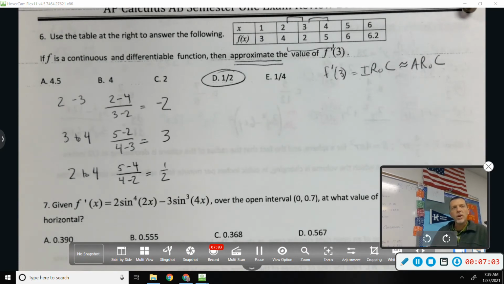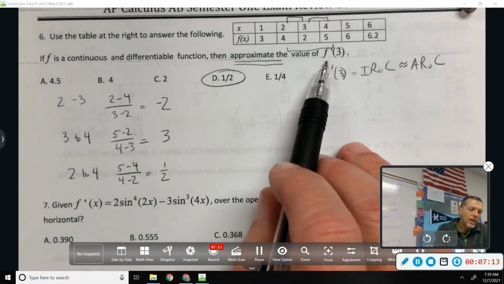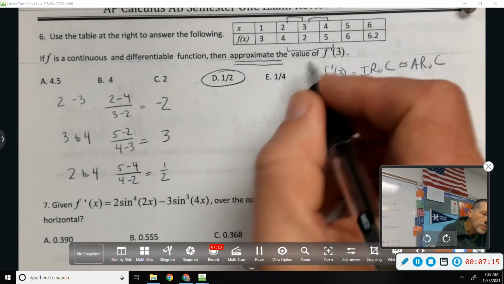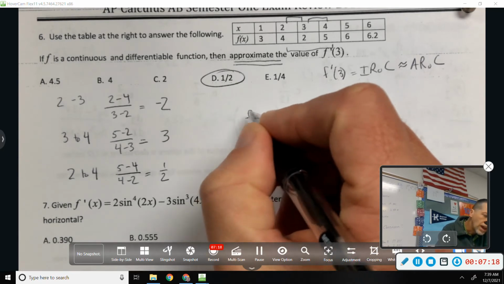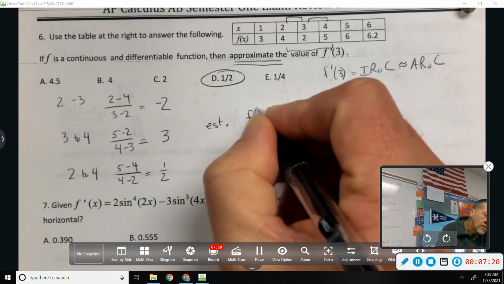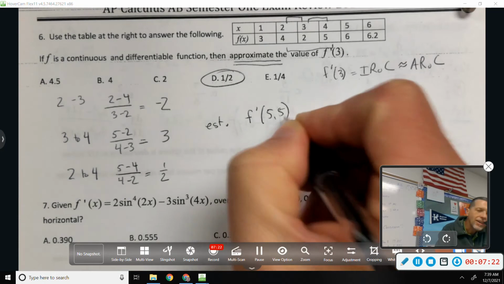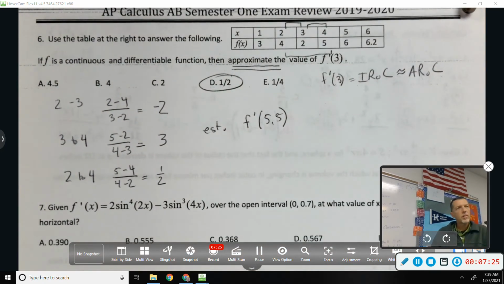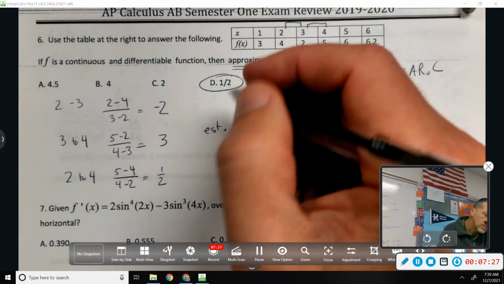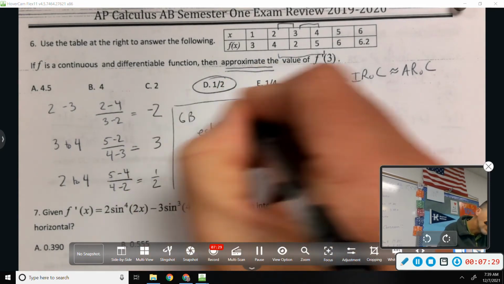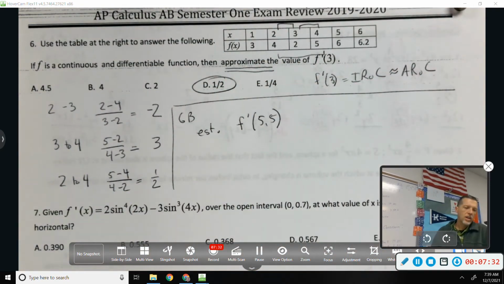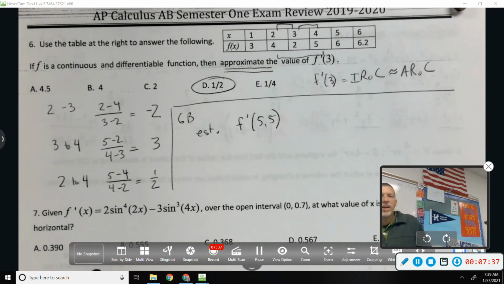Again, I don't like that problem because it doesn't tell you which way to estimate it. How they usually would be asked is estimate. So a better question would be estimate f prime at 5.5, because then there's no doubt. We'll call this 6b here. In fact, why don't you do that? Why don't you estimate f prime at 5.5?